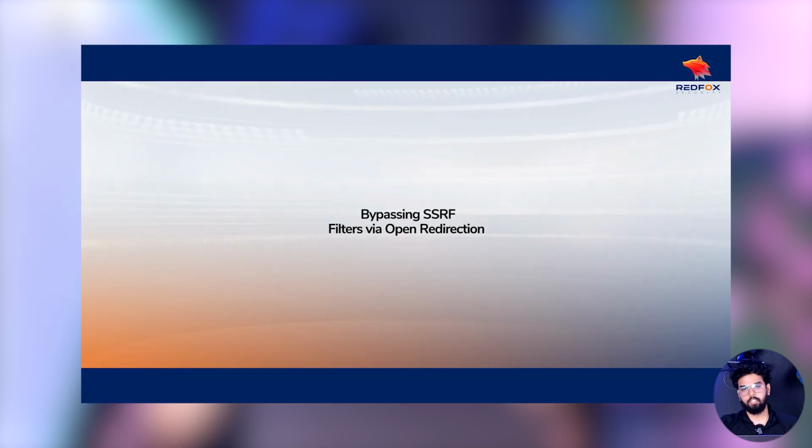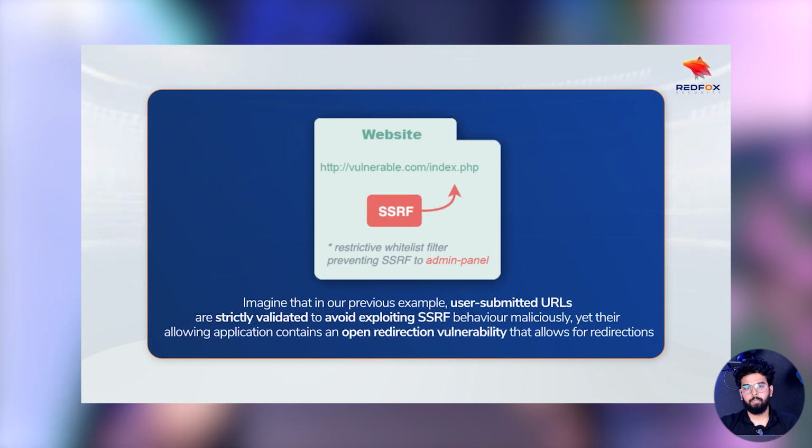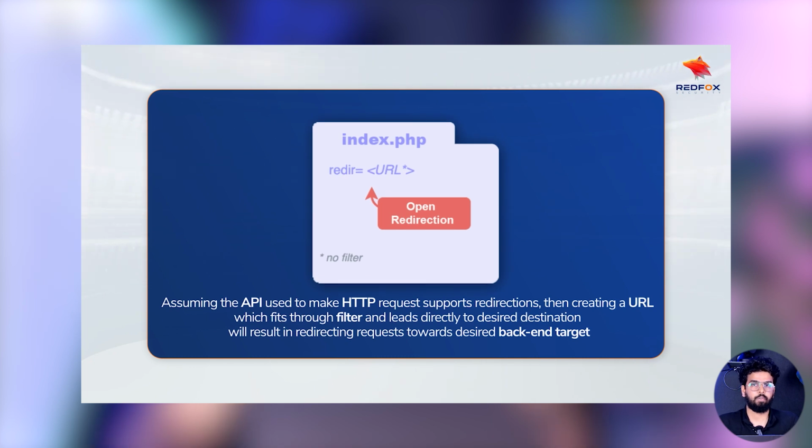Next one being bypassing SSRF filters via open redirection. Sometimes it's possible to bypass filter-based defenses by exploiting open redirection vulnerabilities. Imagine that in our previous example, user submitted URLs are strictly validated to avoid exploiting SSRF behavior maliciously, yet the allowed application contains an open redirection vulnerability that allows for redirections. Assuming the API used to make HTTP requests supports redirection, you can create a URL which fits through the filter and leads directly to the desired destination, resulting in redirecting requests towards the desired backend target.